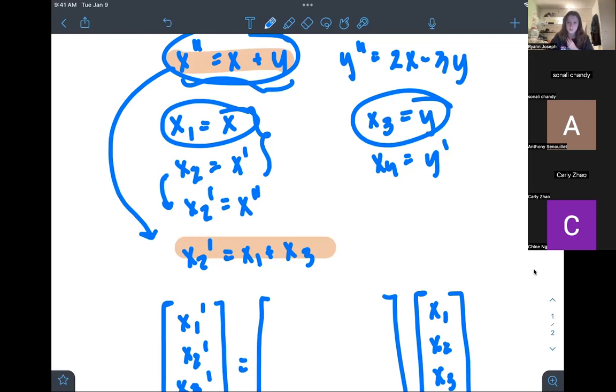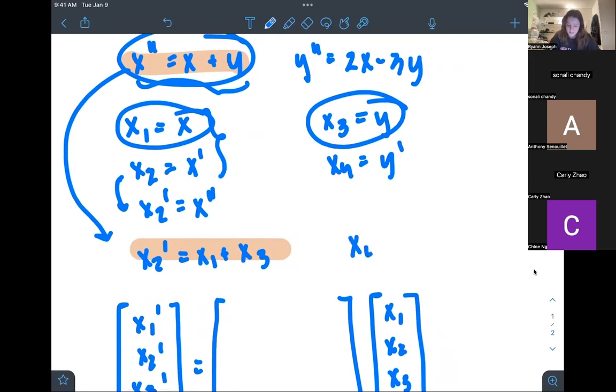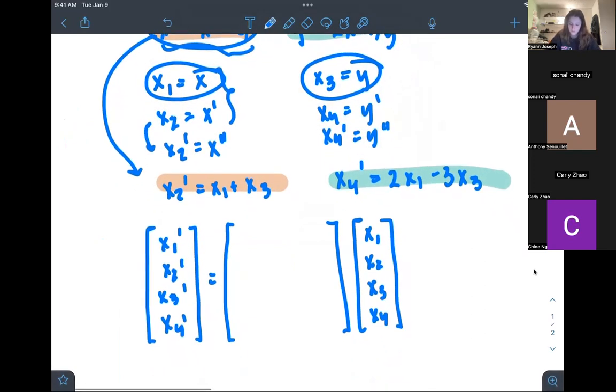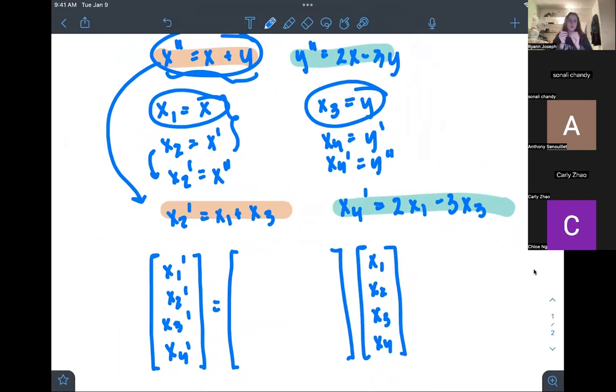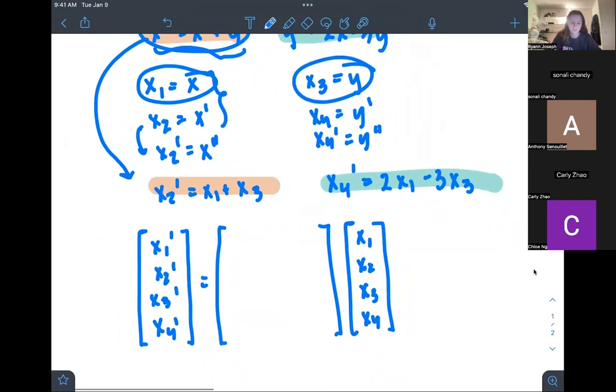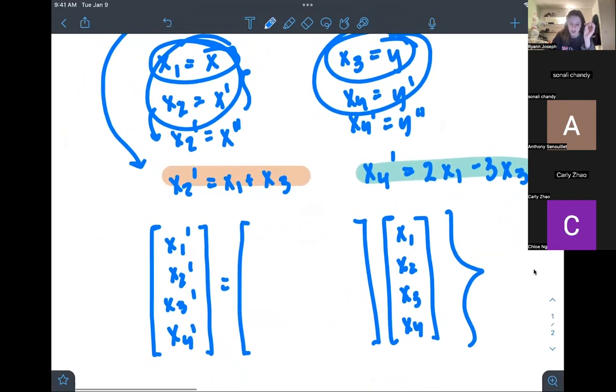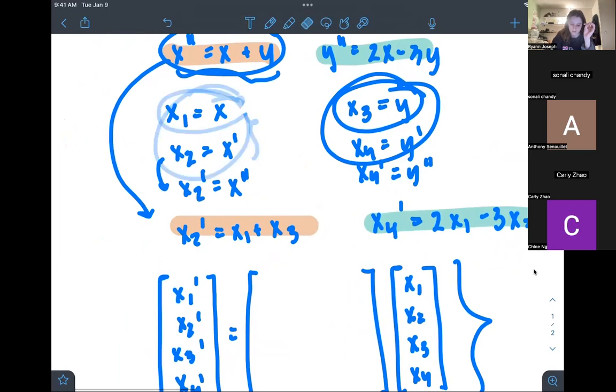Then here for the y double prime, we're going to do the same exact thing. So x4 prime is equal to this, so 2x1 minus 3x3. These are equivalent. In order to make this true and not just arbitrarily deciding them, we need to establish these relationships within this matrix. So the two main important relationships is that x1 prime, okay, sorry, let me get this up a bit.